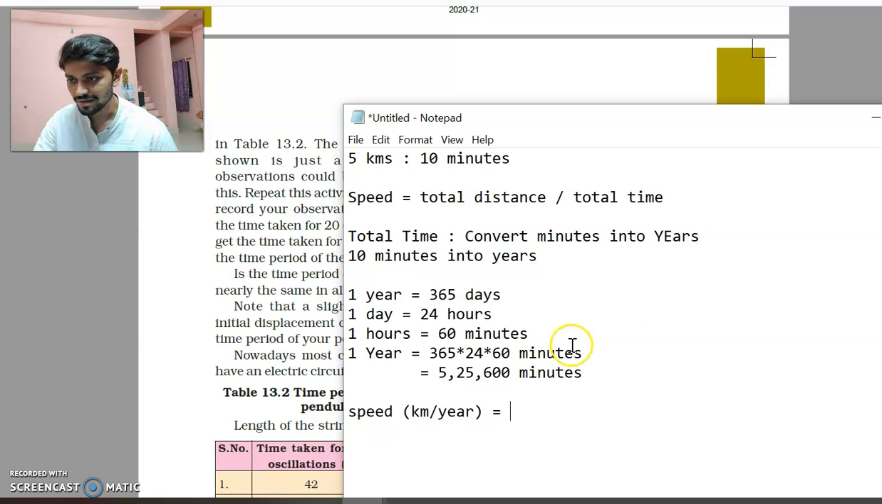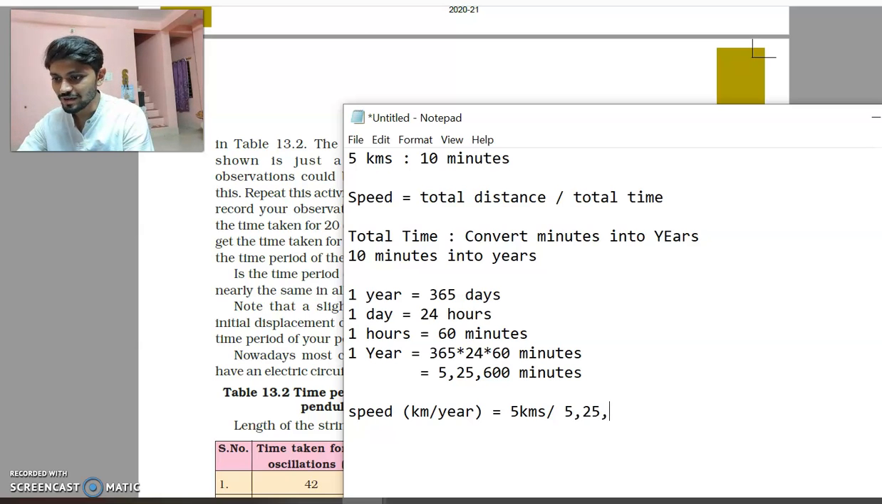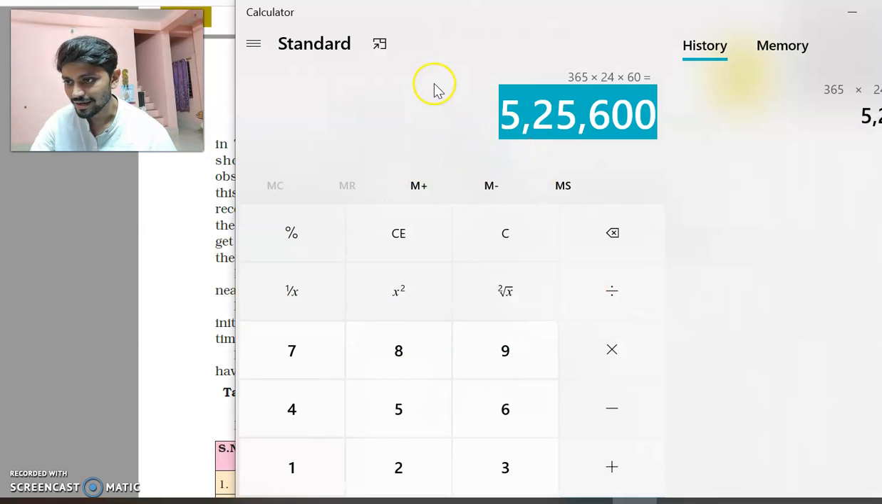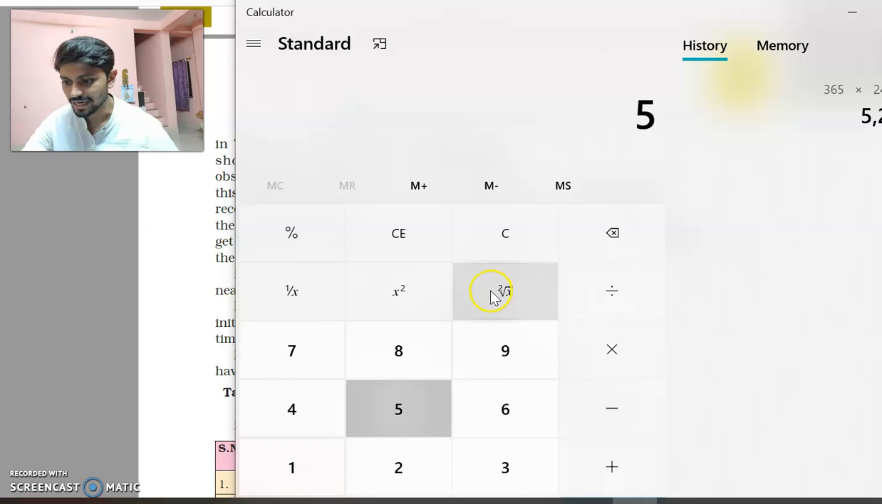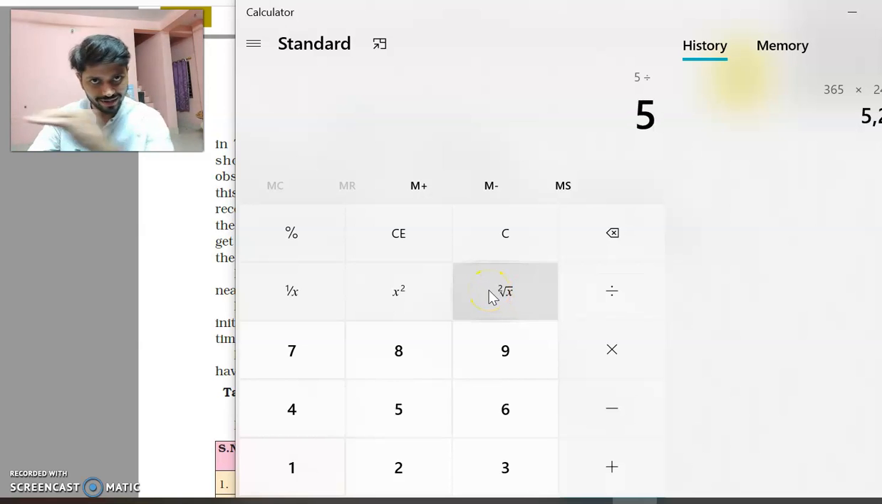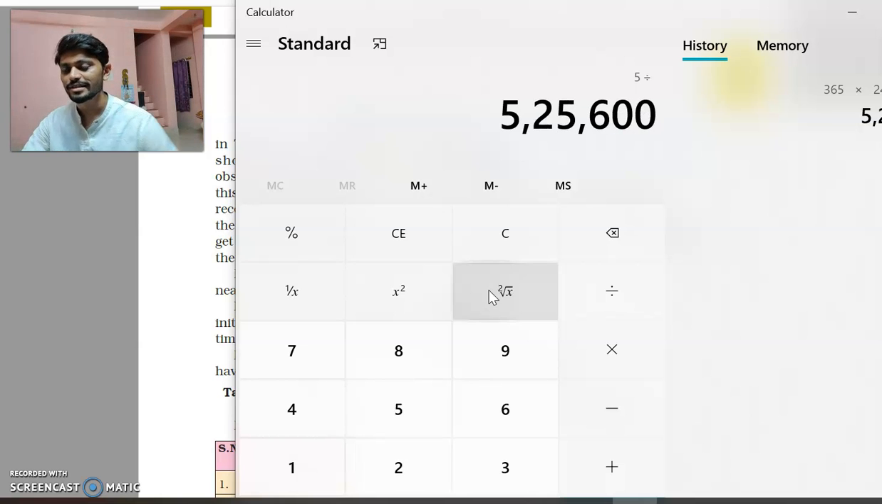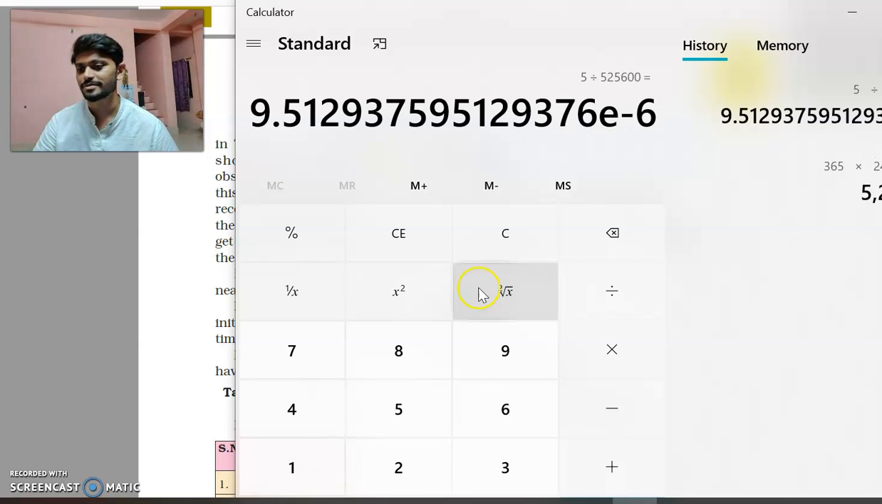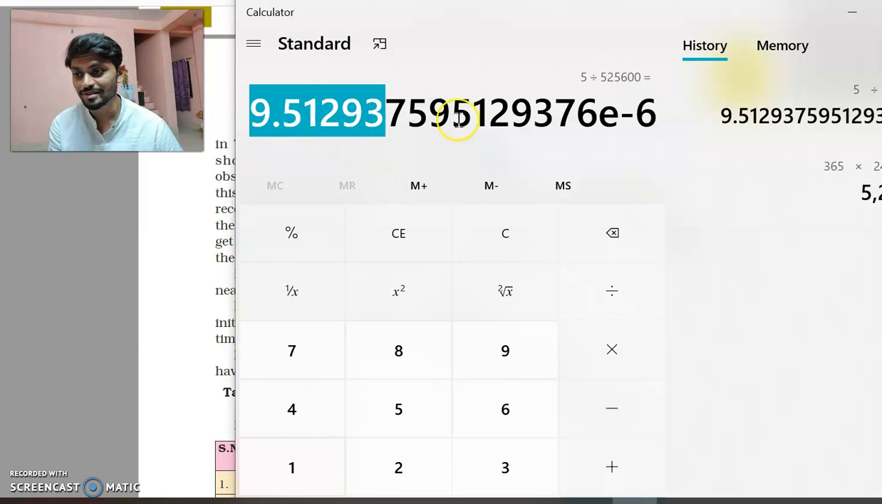That would be nothing but, what is my total distance? So my total distance is 5 kilometers divided by 5,25,600. So what would be my speed? Again, I'll have to do it using a calculator. 5, total distance, divided by total time, 5,25,600 minutes. What an ugly result we got.